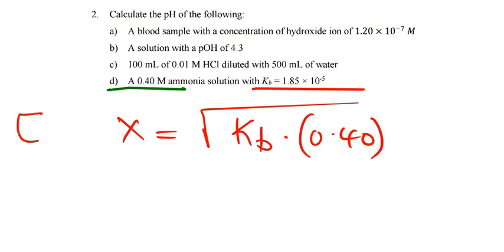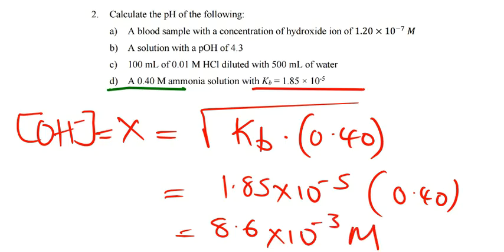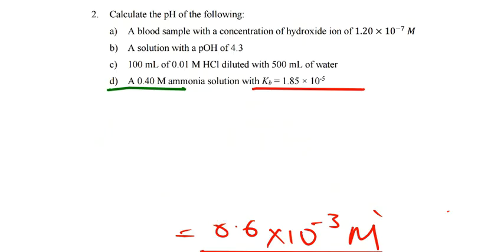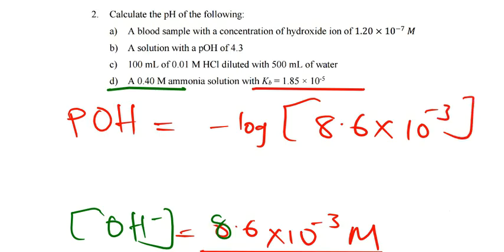This will give you, for this case, since it's a base, the hydroxide ion concentration. So the hydroxide ion concentration will be found as the square root of Kb. Our Kb value is what? 1.85 multiplied by 10 to the power negative 5, multiplied by 0.40. This gives us 8.6 times 10 to the power negative 3 molar. This is the hydroxide ion concentration, because we are dealing with a base. Okay, we've got our base. What can the hydroxide concentration help us find? The pOH. So pOH, I said, is the negative log of the hydroxide ion concentration, which in this case is 8.6 times 10 to the power negative 3. Punch that on your calculator. I'm getting 2.07.